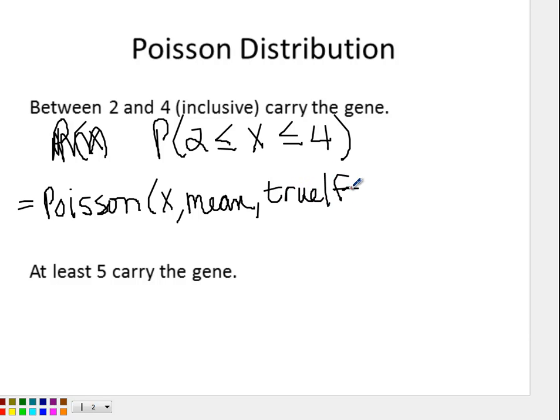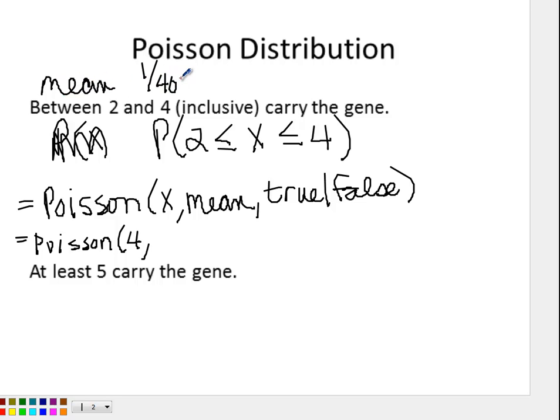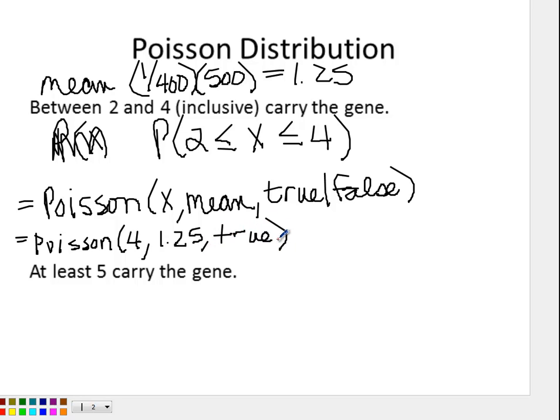Remember, we use true or false if it's cumulative or not cumulative. So for this particular problem, we're going to do Poisson. We're going to do 4 for X. And then our mean, I'm going to put the mean up here. The mean is 1 over 400 times 500. So I get 1.25 as the mean. So 1.25, and I'm going to put true. I want this to be cumulative.